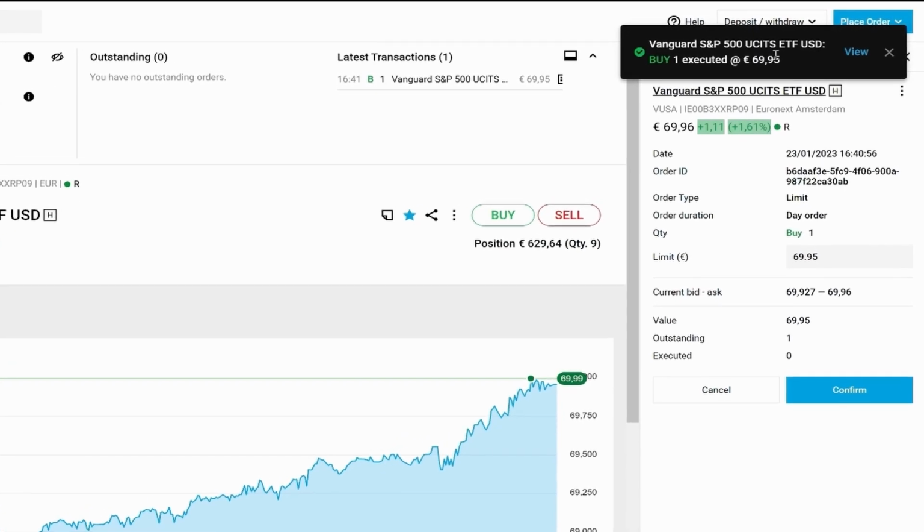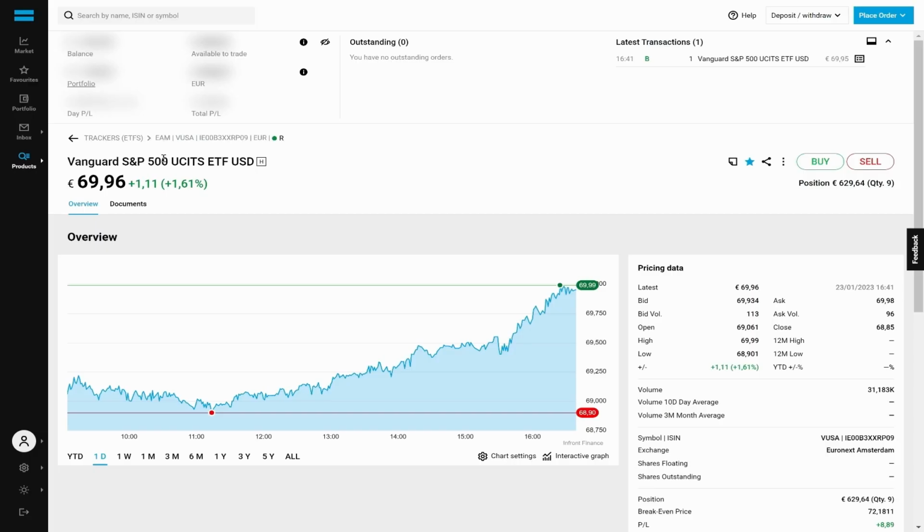A couple seconds later, we just received the confirmation, and now we can see that indeed we currently own 9 shares of the Vanguard S&P 500 UCITS ETF, which is very easy. As you can see guys, it was just a couple of clicks. If you already have the money in your account, it's very easy.